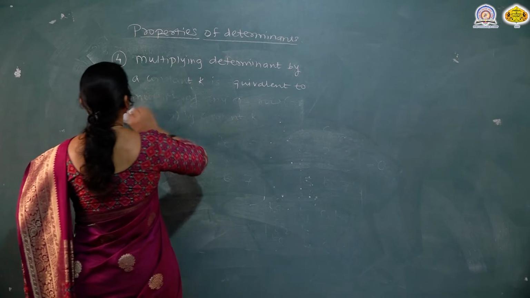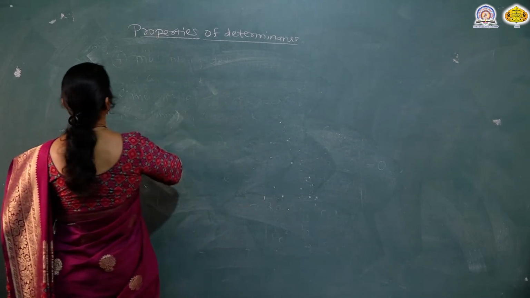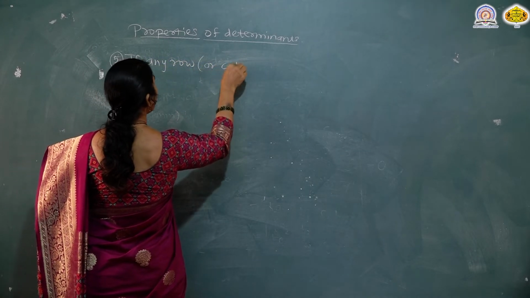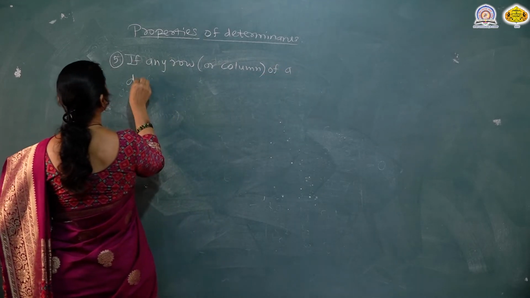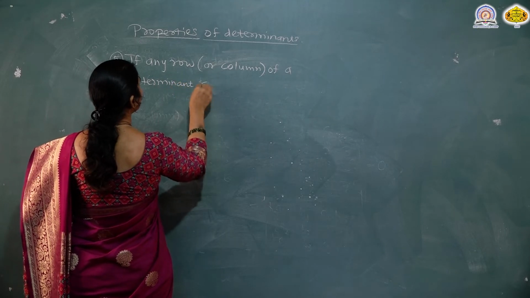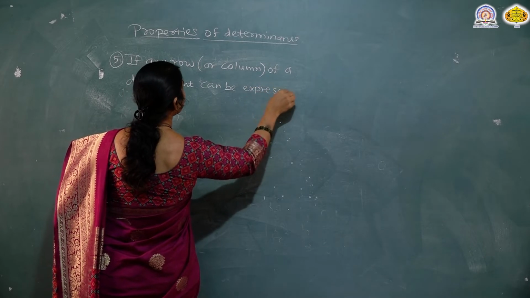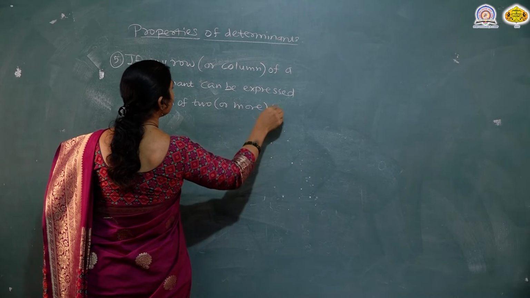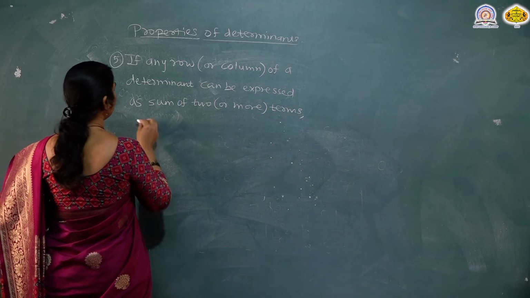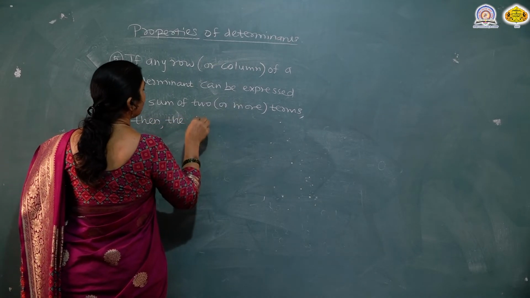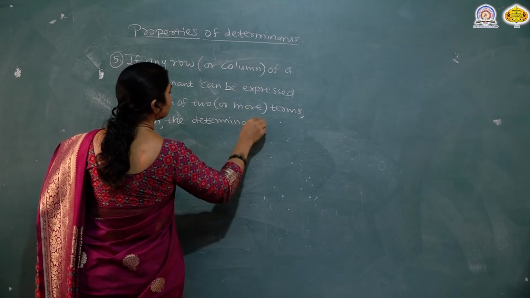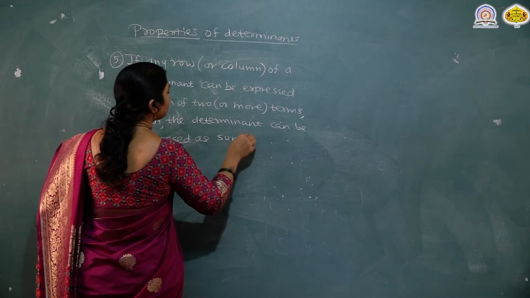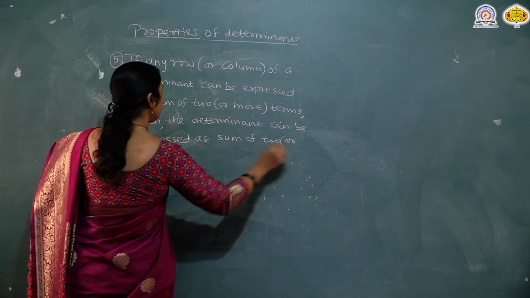The fifth property says that if any row or column of a determinant can be expressed as sum of two or more terms, then the determinant can be expressed as sum of two or more determinants.